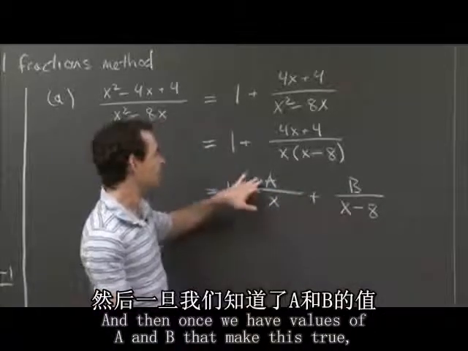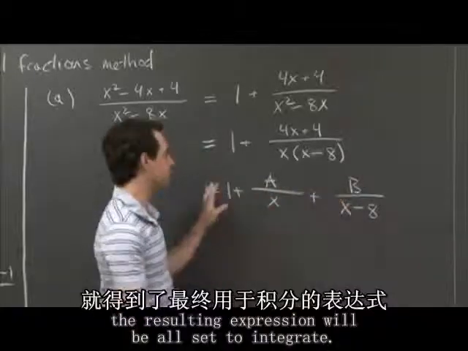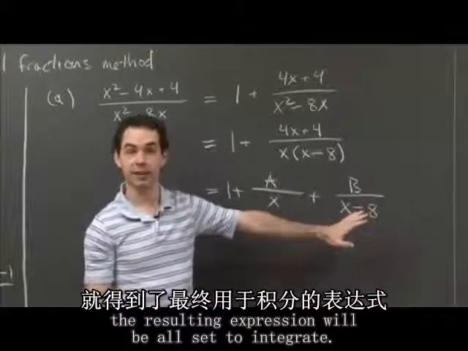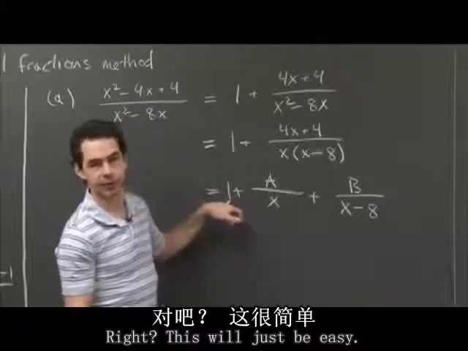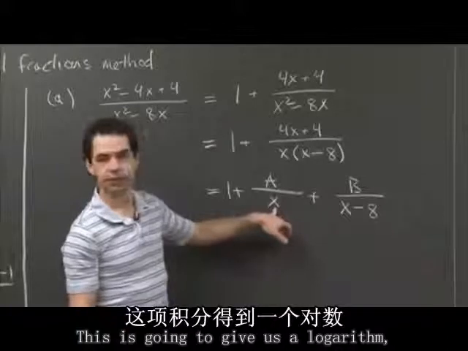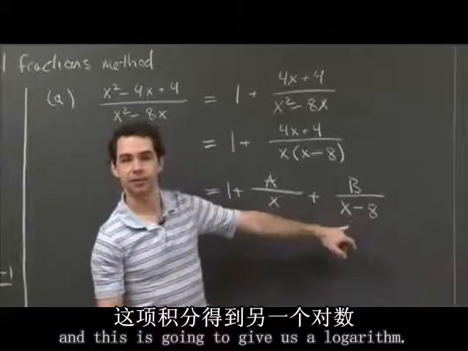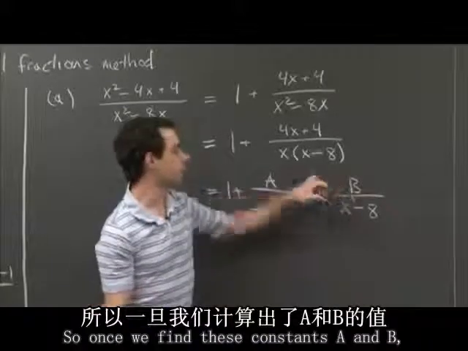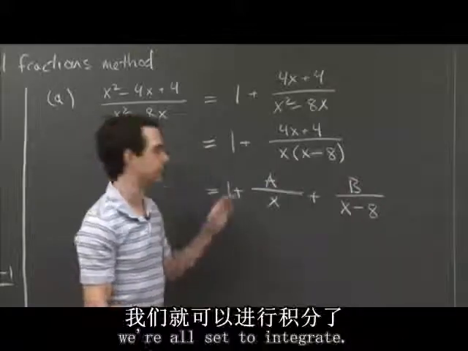And then once we have values of a and b that make this true, the resulting expression will be all set to integrate, right? This will just be easy. It's just a polynomial, in fact, just a constant. This is going to give us a logarithm, and this is going to give us a logarithm. So once we find these constants a and b, we're all set to integrate.